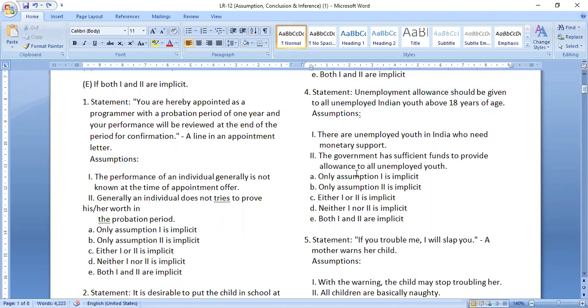How about 2? The government has sufficient funds to provide allowance to all unemployed youth. No, sir. No, sir. Very good. No. Suppose this has been given. See, I'm just going to change the modal verb should to has. Then what happens? So then the second assumption would be true. Then it would be E, right?